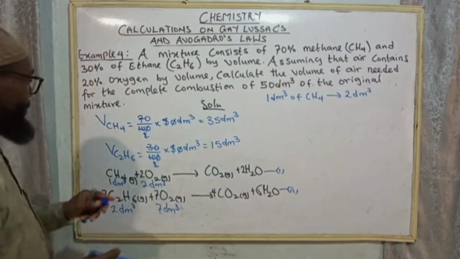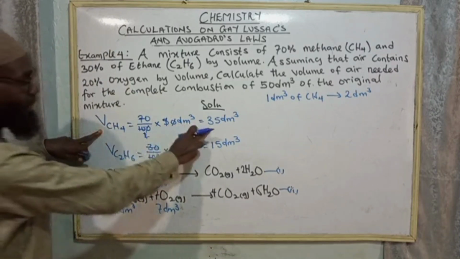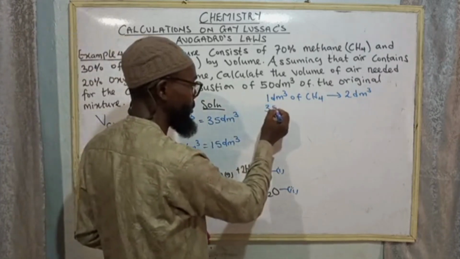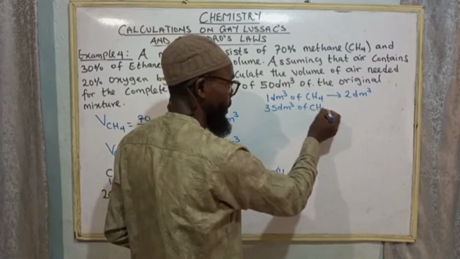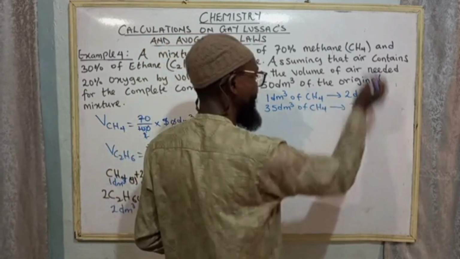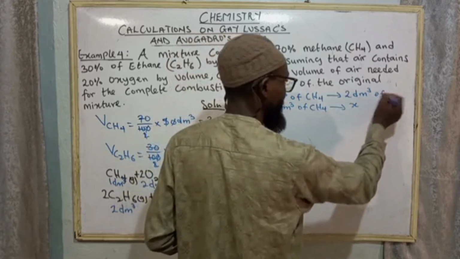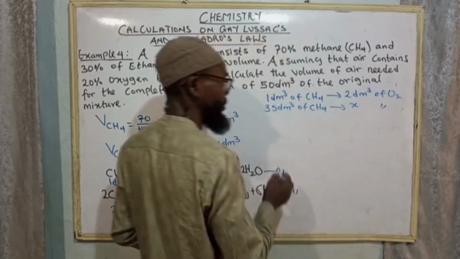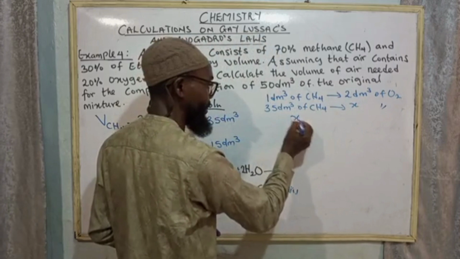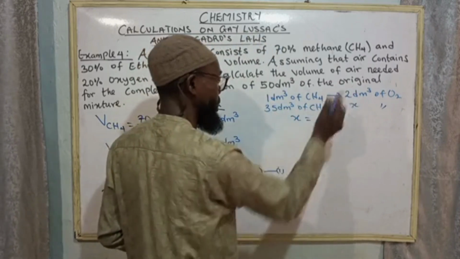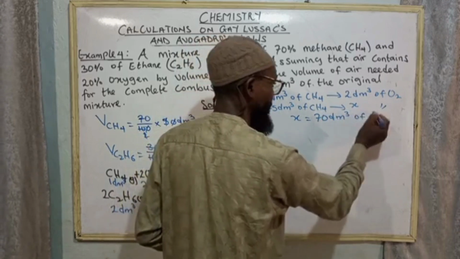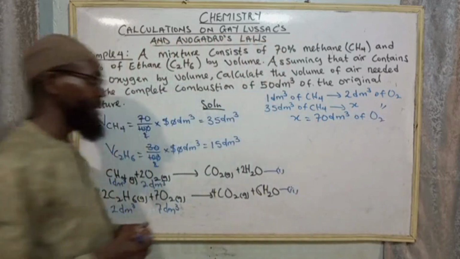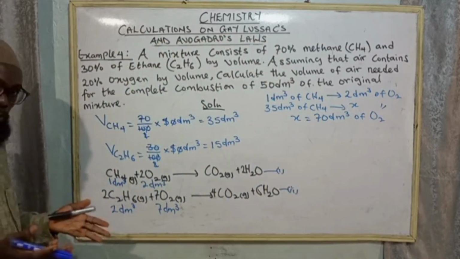Now, this methane, the volume given here is 35 dm cube of methane. It will now give how many dm cube of oxygen? X times 1, we have X equals 35 times 2. So we have 70 decimeter cube of what? Oxygen. That is when methane was exploded.